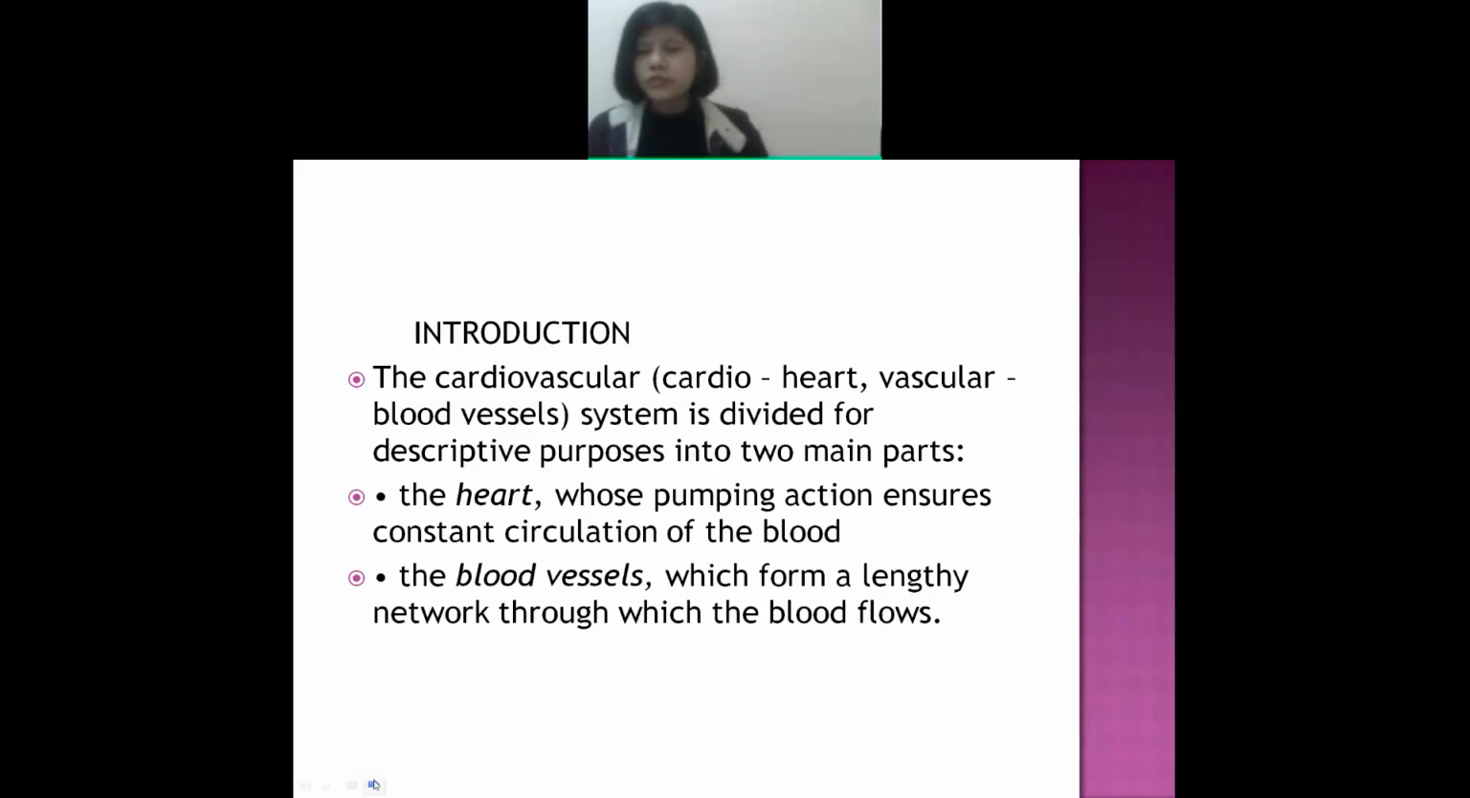And the blood vessels, what do they do? They are like a network where blood flows and they supply the blood to the different parts of the body, because of the presence of the blood vessels, the blood is able to flow to the different parts of the body. Understand?